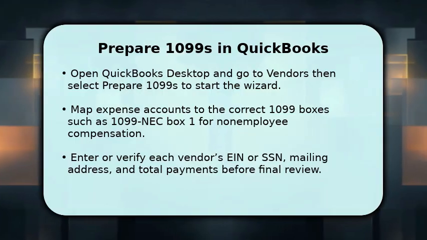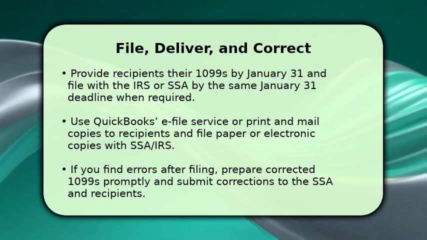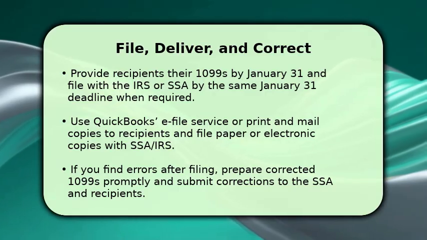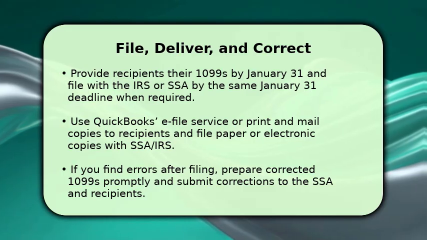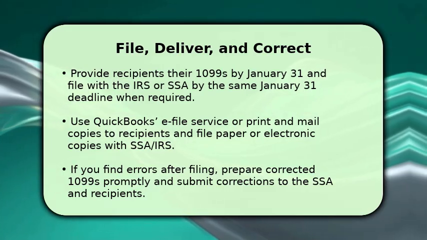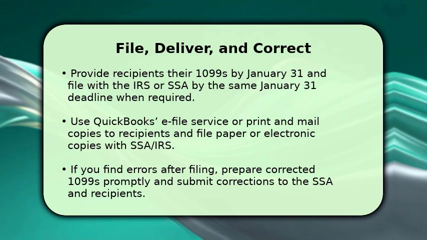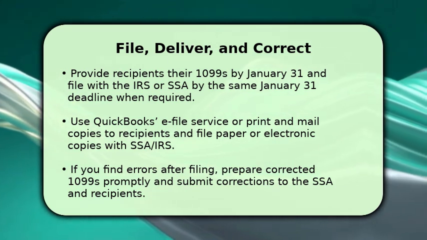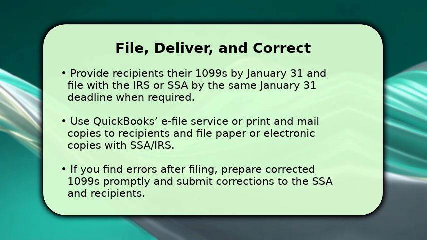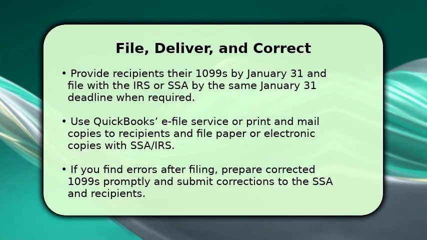Provide recipients their 1099s by January 31 and file with the IRS or SSA by the same January 31 deadline when required. Use QuickBooks e-file service for a streamlined submission or print recipient copies and file paper forms with the SSA or IRS if you cannot e-file. Keep proof of mailing or electronic confirmation.